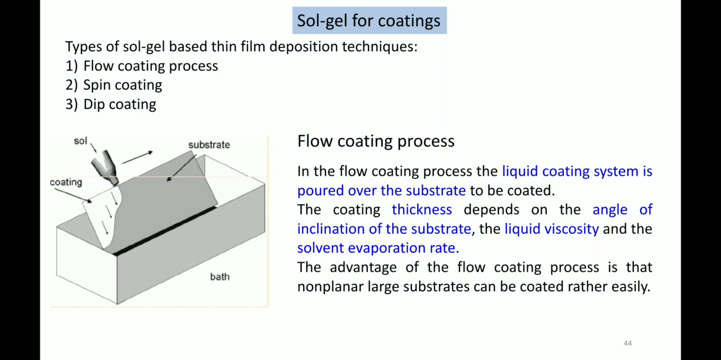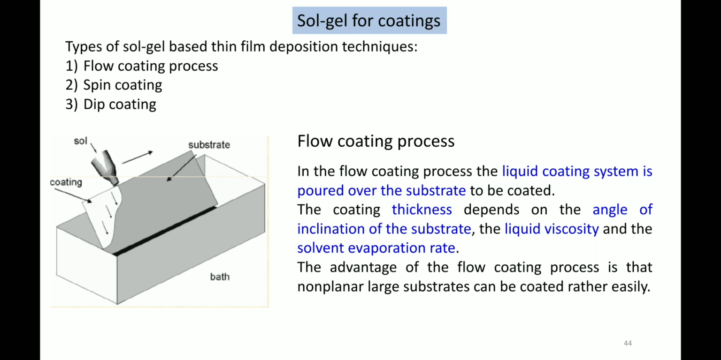So the coating thickness depends upon the angle of inclination of the substrate, and the second point is liquid viscosity. Okay, liquid viscosity. And the third important point is solvent evaporation rate. Okay, now let us try to understand one by one.